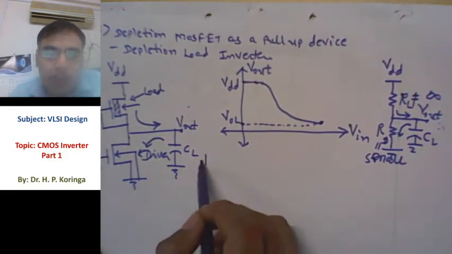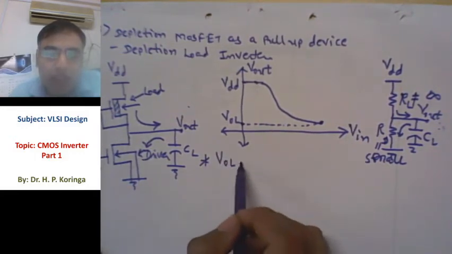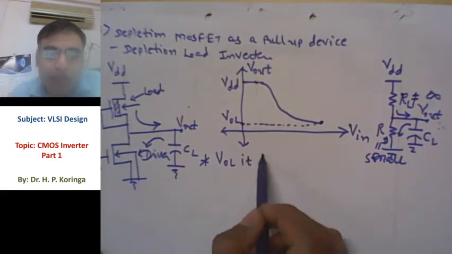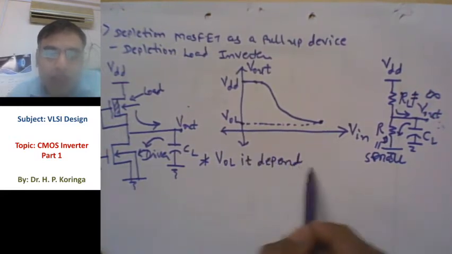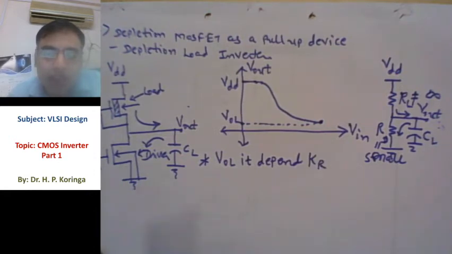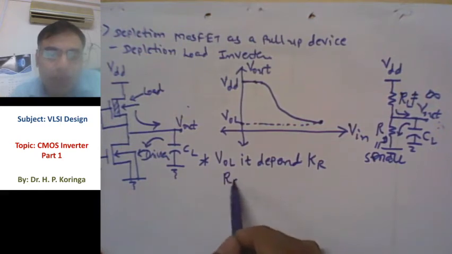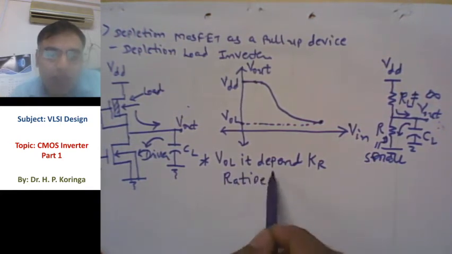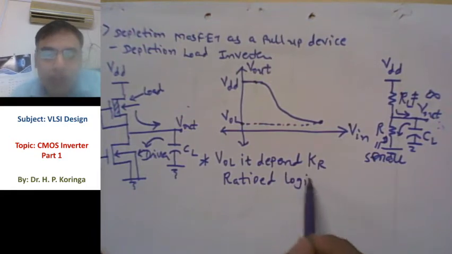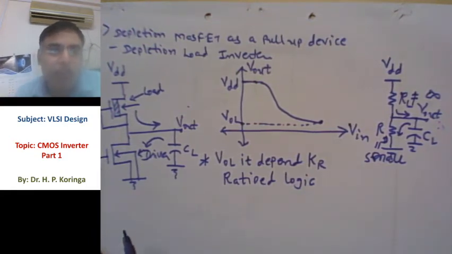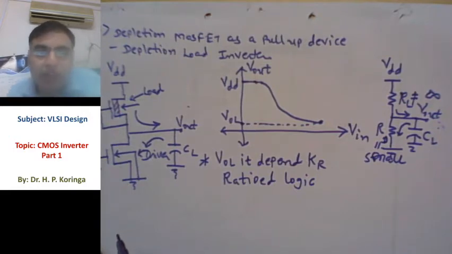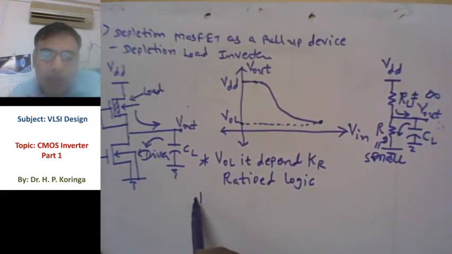So here we can say the VOL value depends on the transconductance ratio. It depends on the W/L of the load and the W/L of the driver. That's why this circuit is called a ratioed circuit, ratioed logic. Right. So this is one of the disadvantages: to set the VOL value, that VOL value depends on the ratio of the load and the driver.